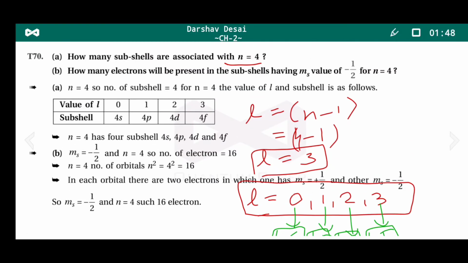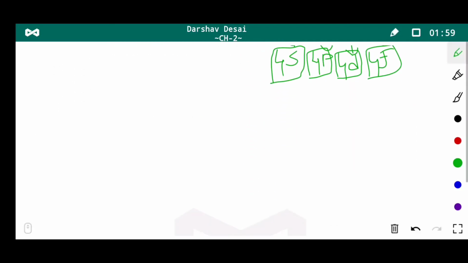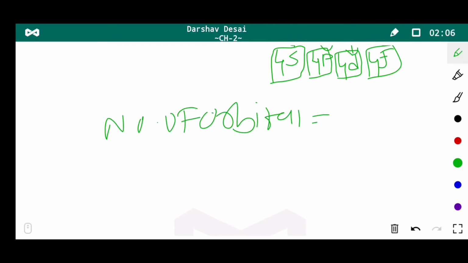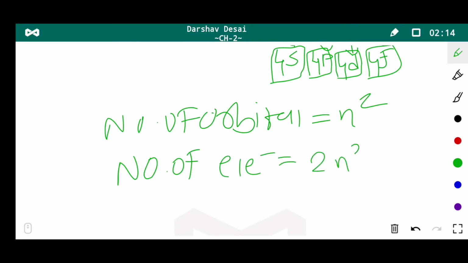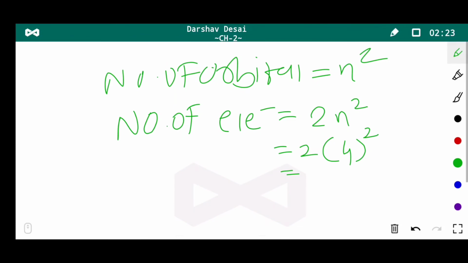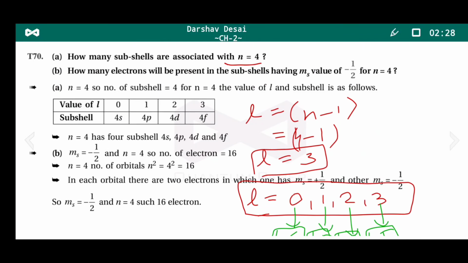Now how many electrons will be present in subshell having m as value of minus 1 by 2 for n is equal to 4? Now one new formula over here. Number of orbitals, we know how to find, using the formula n square. Now new formula is number of electrons is equal to 2n square. So here value of n is equal to 4, n square, so answer is 4 square means 16. 16 twos are 32. Here number of electrons is directly obtained, 32.